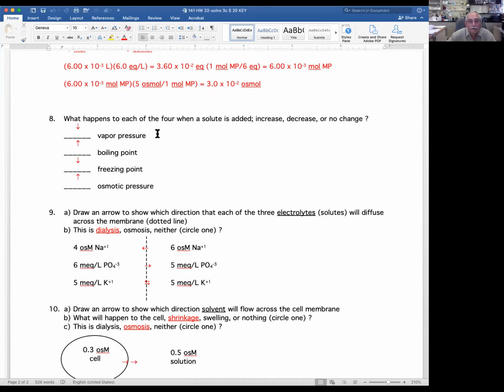Well, one way to make hand cleaner is you take ethanol and you put in some glycerol. So glycerol just makes it so it doesn't dry your skin up too much, right? And ethanol kills the virus. So what happens to the solvent, which is ethanol? Well, the vapor pressure will go down, the boiling point would go up, the freezing point would go down, and the osmotic pressure would go up. And is no change even possible? Nope.